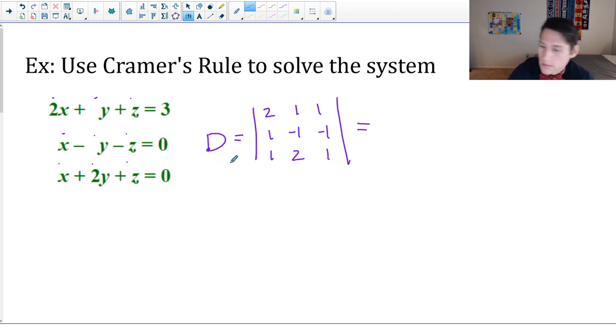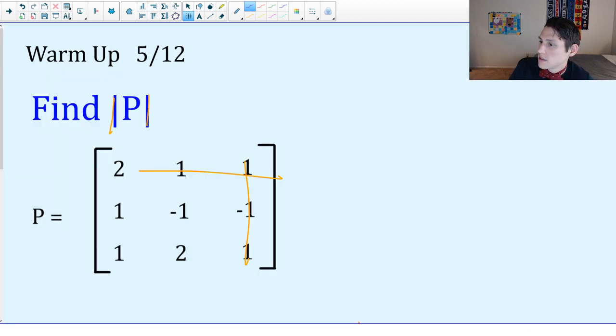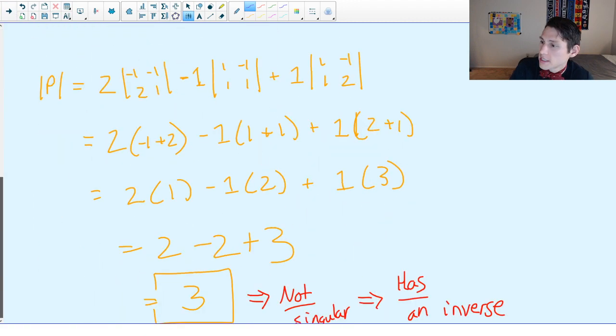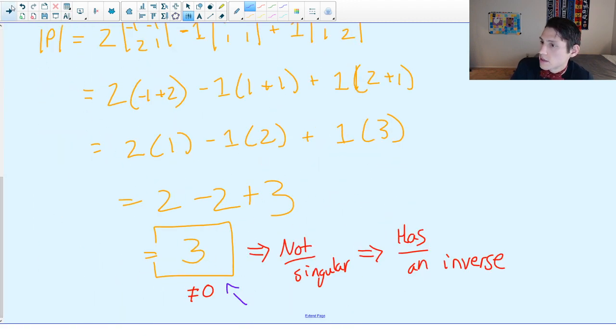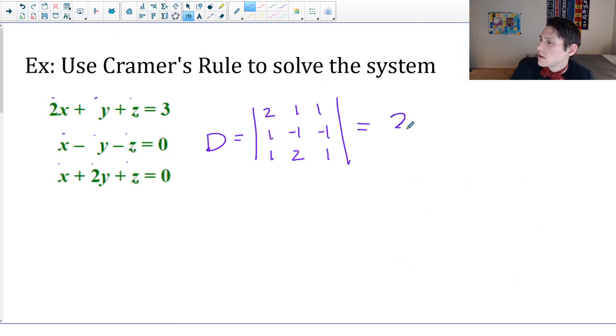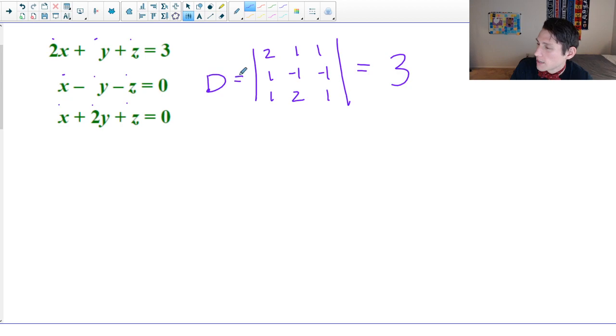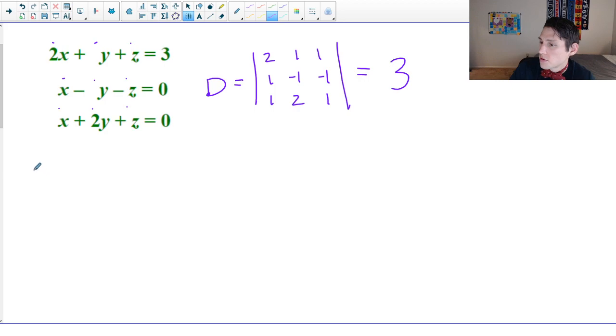Now, luckily, to make this easier for us, so that we don't have to keep doing these over and over again, this is actually exactly what our warm-up problem was. Right? This is exactly the equation P, right? It's that matrix. So we already know that the determinant is 3. Now that won't normally happen. We won't start by knowing this determinant, so we'll have to find it, but just to save us some time, we already solved it, we know that capital D is 3.